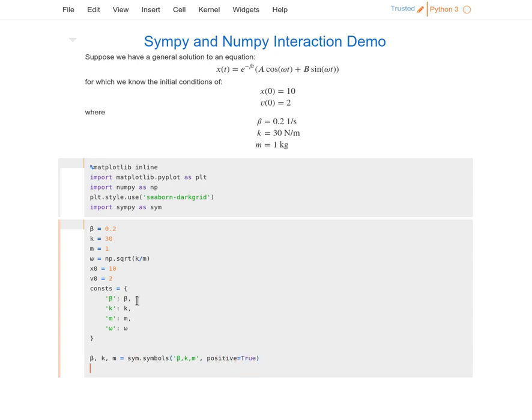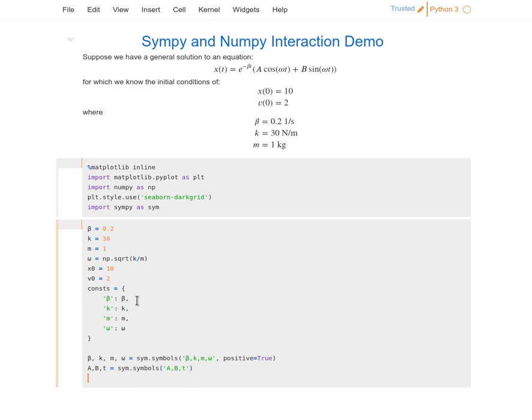And then positive takes care of real as well. And then I'm also going to have A, B, and T. Actually, I'm also going to have omega up here, aren't I? So let's get that in. And these are sym.symbols A, B, T. Those aren't necessarily going to be positive, so I always break them apart into separate lines so that I can only set some of them as being positive.